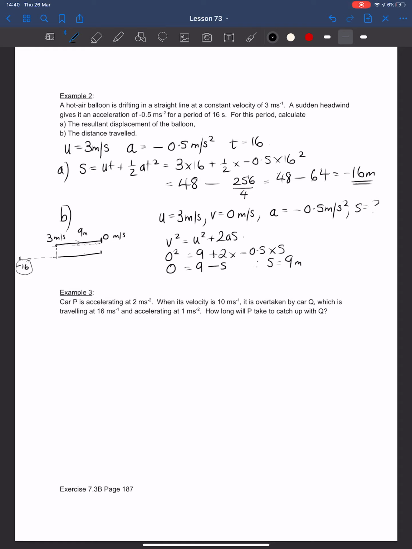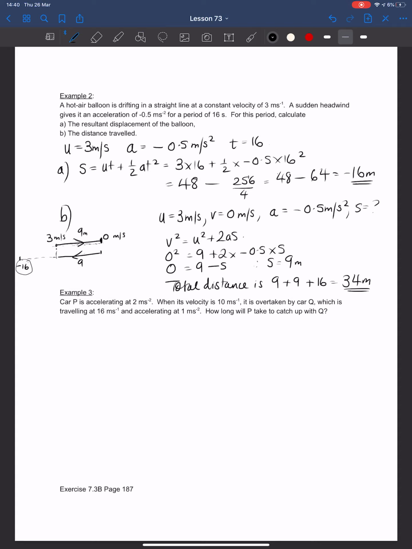Okay, so the wind that's making it slow down by 0.5 metres per second squared wins out after 9 metres, and it causes it to come to a stop. And then it goes backwards, so it will go forwards, then backwards, and then back to minus 16. So the total distance is 9 plus 9 plus 16, which is 34 metres.